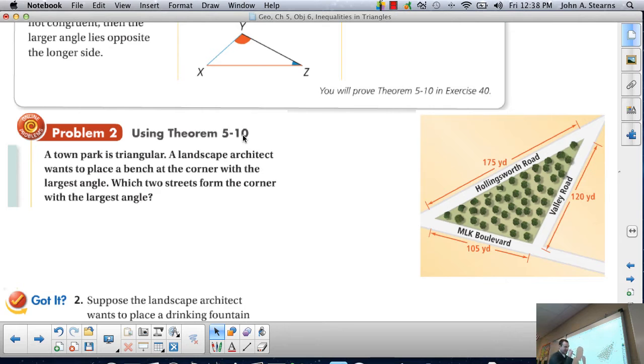Well, the sides here are already marked for us. We have 175, 120, and 105. So the angle opposite the longest side will be the largest angle. So here's our longest side, and the angle opposite that side is right down here. So the two streets that form the corner are Valley and Martin Luther King Boulevard.